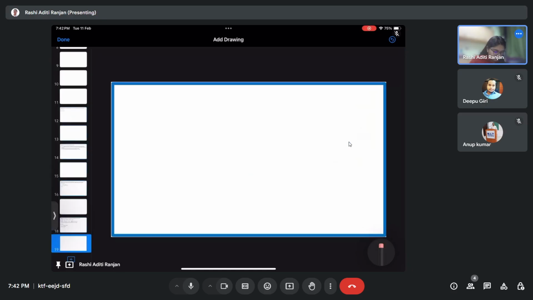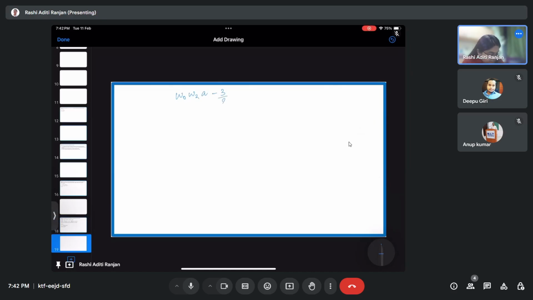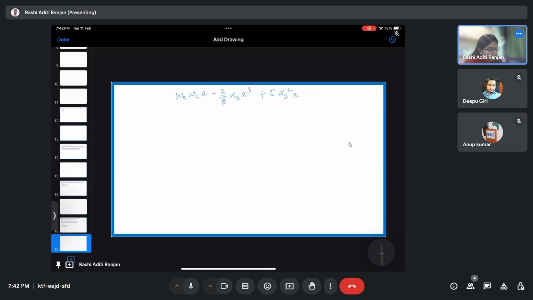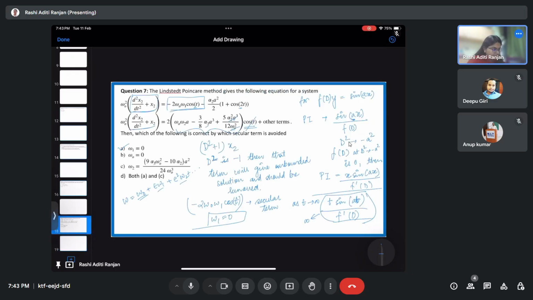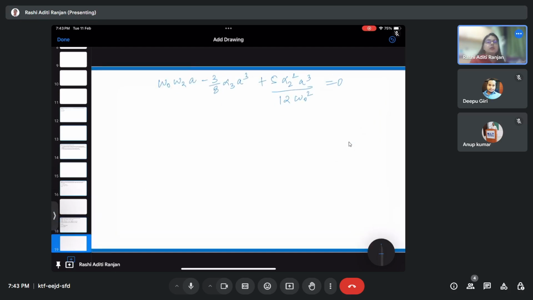Omega naught, omega 2a, omega naught, omega 2a minus 3 by 8 alpha 3a cube plus 5 alpha 2 square a cube by 12 omega naught square is equal to 0. This is the best possible way of avoiding the secular term.